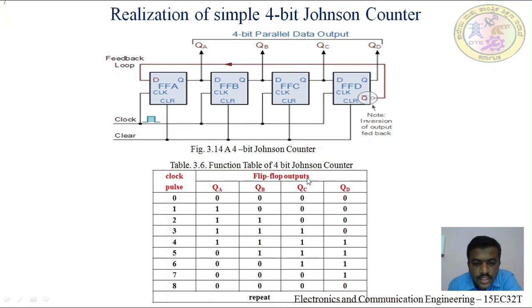From this function table, we observe that after 8 clock pulses, the same output state will be repeated. And also, we observe that there are 8 different output states generated by the 4-bit Johnson counter. In general, if we have an n-bit Johnson counter, then we can generate 2n different output states, and the output state starts to repeat for every 2n clock pulses.